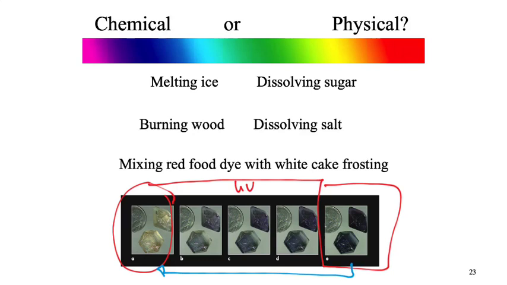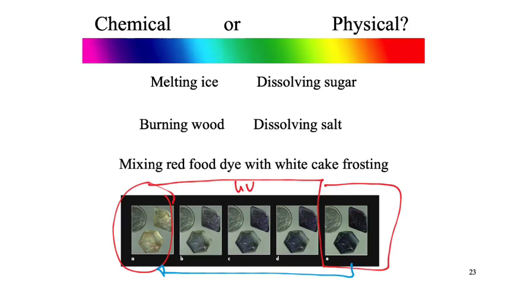Okay. So chemical and physical changes as a category is very challenging to deal with because there are some cases that you just aren't going to be able to see. You have to use your best instinct behind it. Sometimes that sucks. Okay? So mixing red food dye with white cake frosting is chemical and physical?